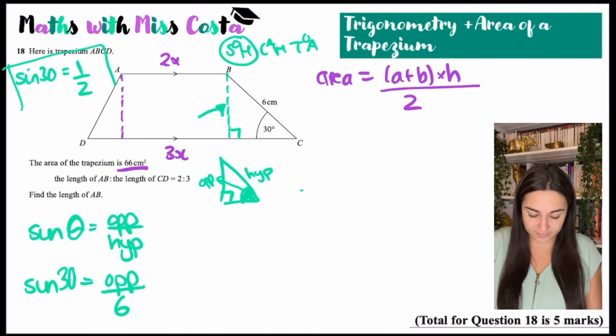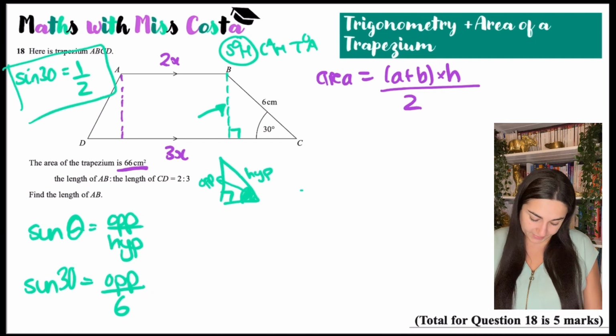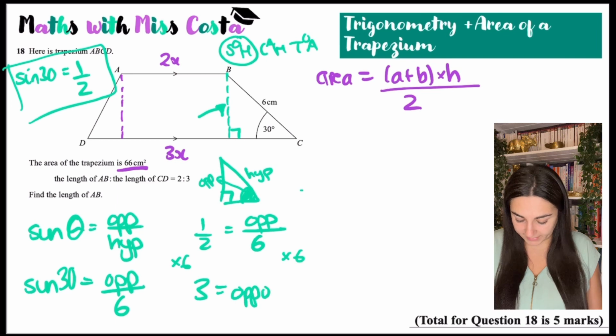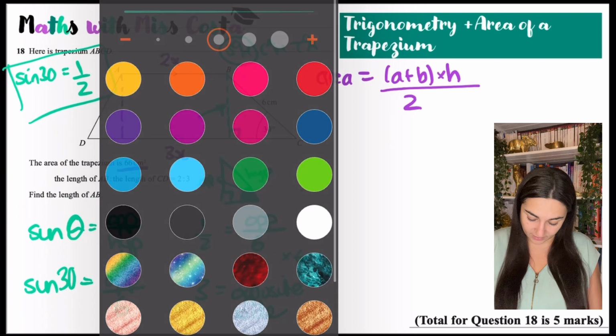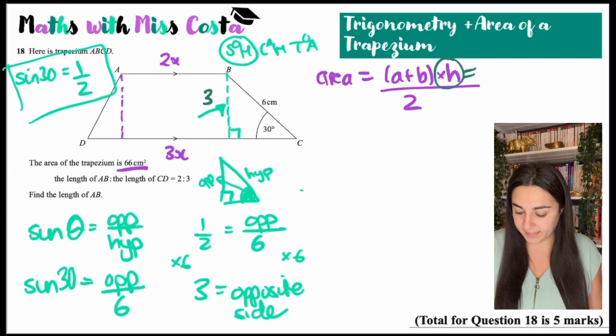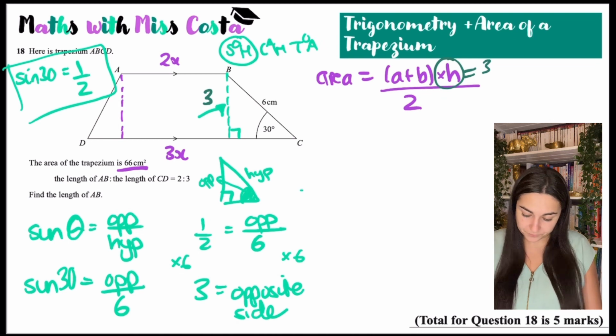So the value of sine 30 is a half. So we'd substitute that in. So we know that a half equals opposite over 6. To work out what the opposite is, we'd multiply both sides by 6. So 6 times a half is 3. So the opposite side must be 3. Now, what does the opposite side represent? Well, it represents the height. So the height of our trapezium equals 3.